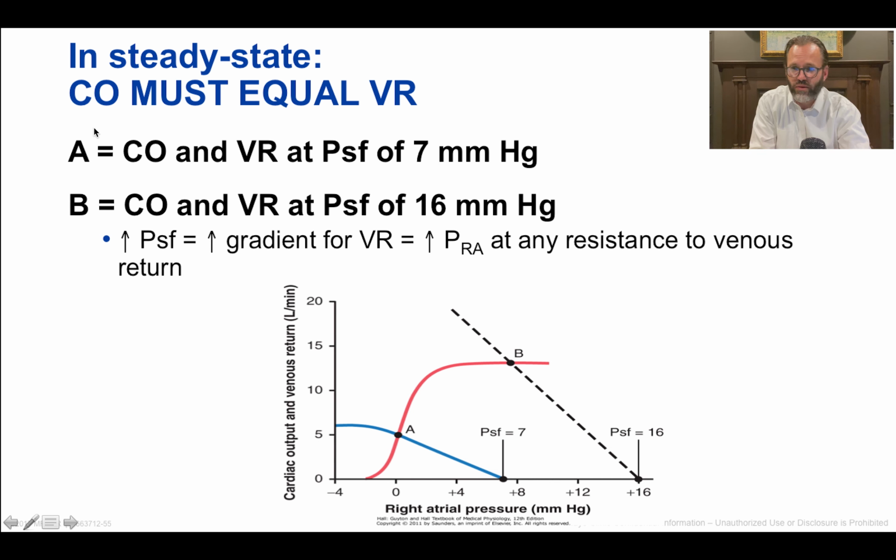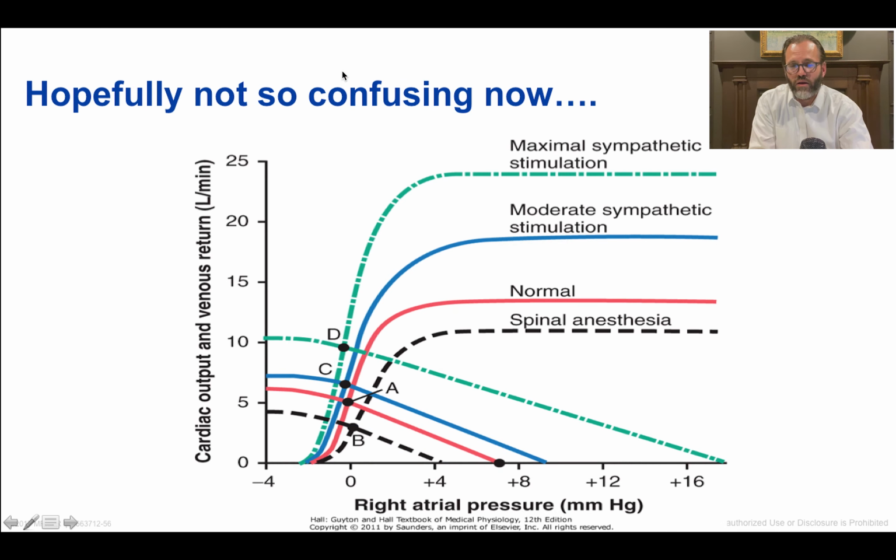And so again, here with A and B, A is at a systemic filling pressure of 7 millimeters of mercury. B is at a systemic filling pressure of 16 millimeters of mercury. That's going to augment the driving pressure for venous return and increase right atrial pressure at any given resistance to venous return. So hopefully, as we look at some of these curves and how they have implications for responses to physiologic stresses, they're not as confusing as they might be at the outset. And there are many instances where this can have profound implications clinically.